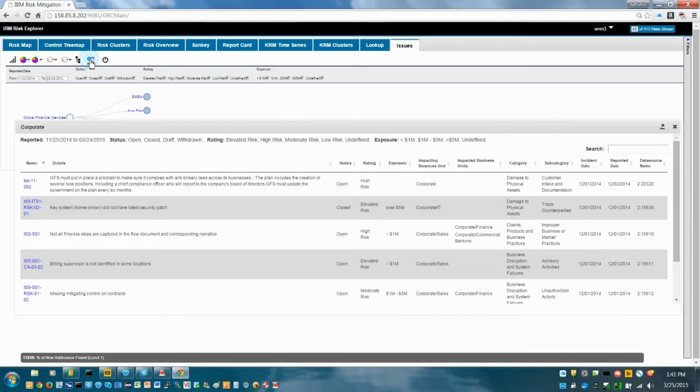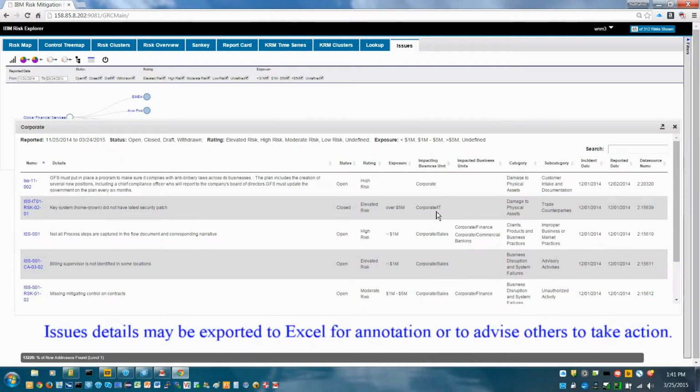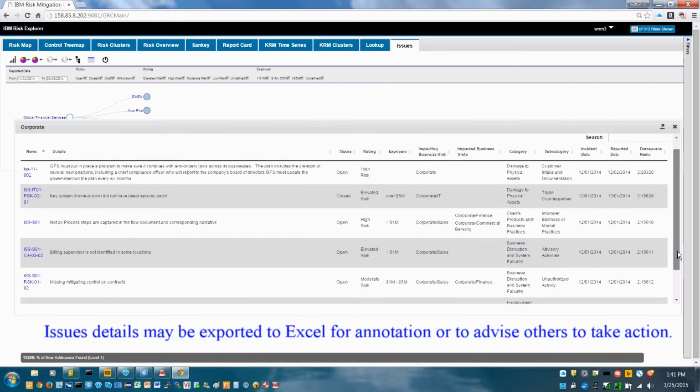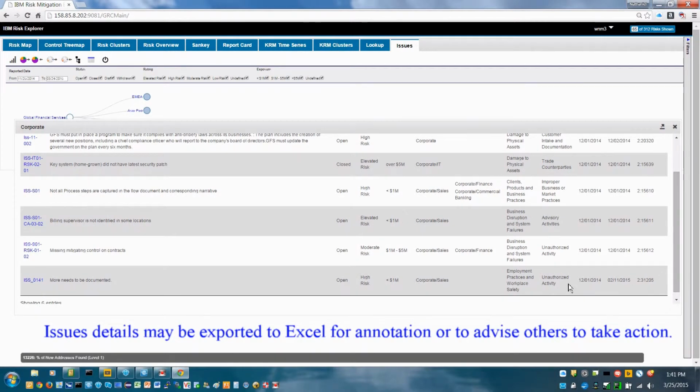We can go and take a look at what those 6 issues are in a table, and here you see the corporate alone at the top, and then corporate IT, and 3 corporate sales. The 4th is at the bottom. By scrolling down, we can see all of them.